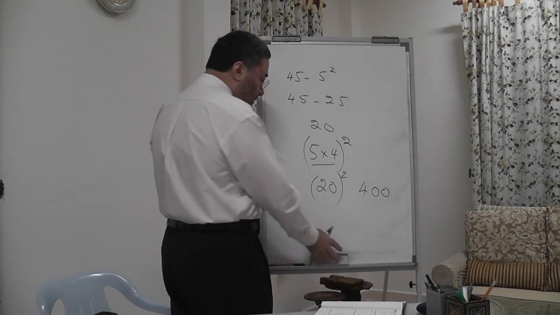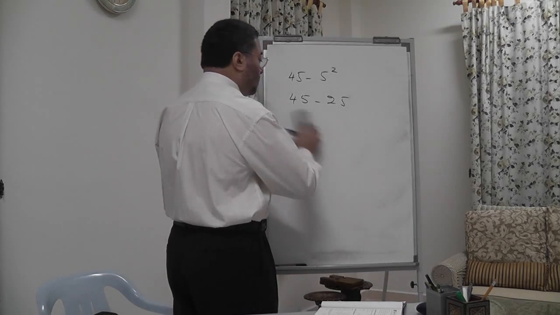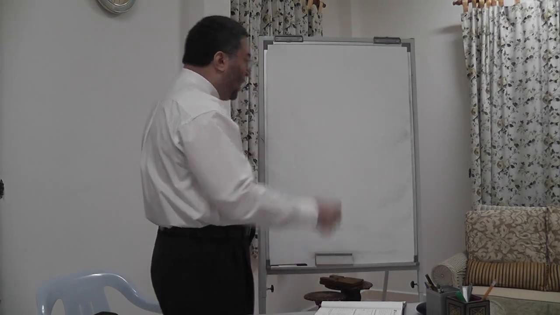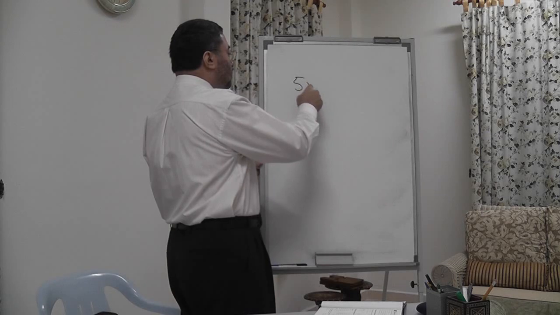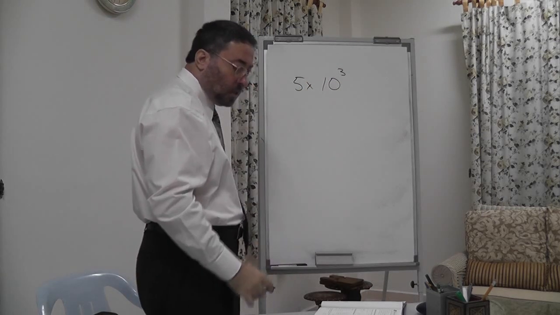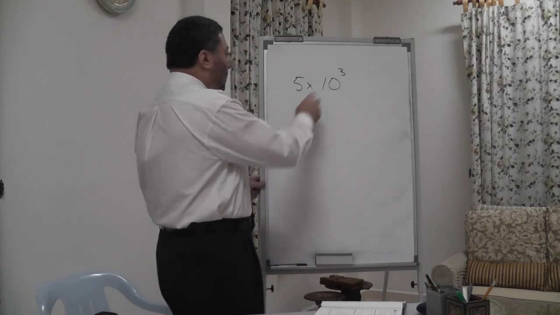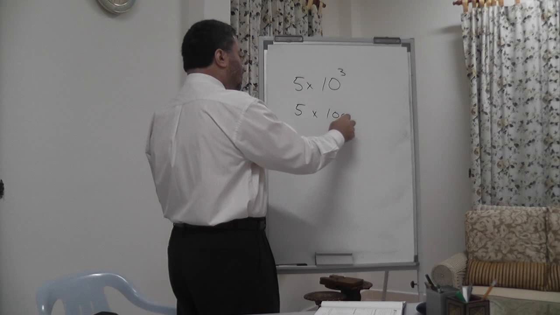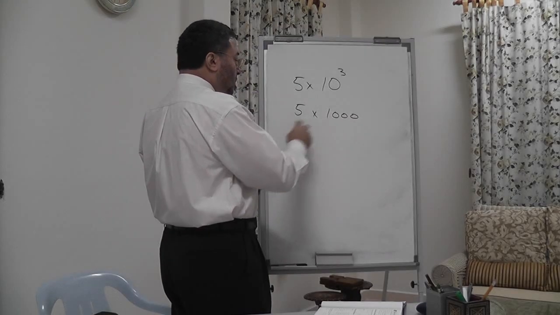Number 14, 5 times 10 raised to the power 3, 10 cubed. We do this first, the power, and now we do the multiplication.